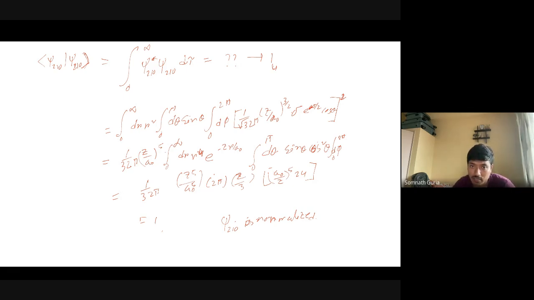Lots of steps have been skipped, so try it yourself, then you'll get that. The a0 is always associated with the r value.